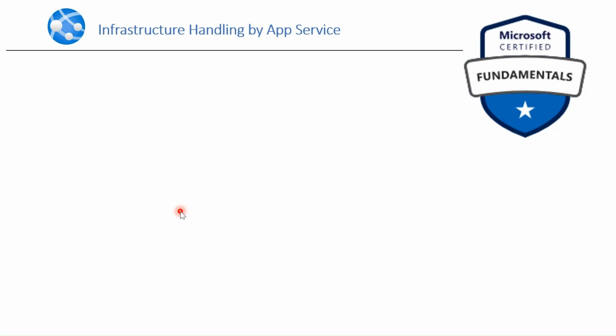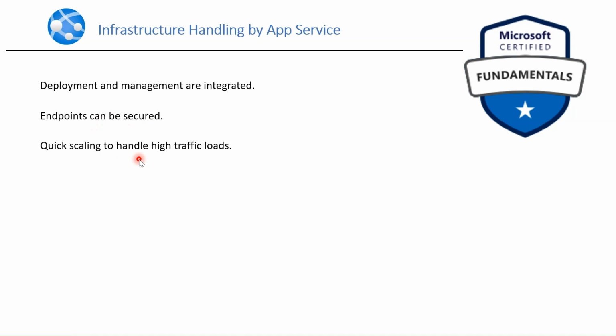Infrastructure handling by app service, let's look at that now. Deployment and management are integrated, as I said. So you can integrate your app service with deployment and management technologies such as Azure DevOps. From there you can create your CI/CD pipelines, and that CI/CD pipeline can talk to your app service and deploy the code. Endpoints can be secured, obviously. Azure is a very secure cloud platform, and you can secure your endpoints in app service. Then quick scaling to handle high traffic loads.